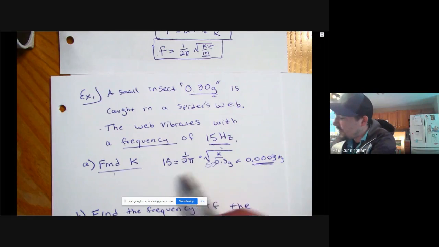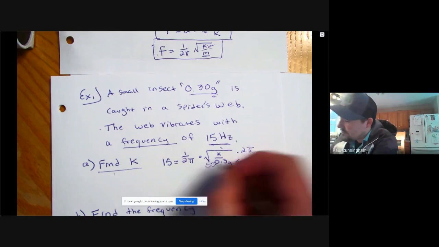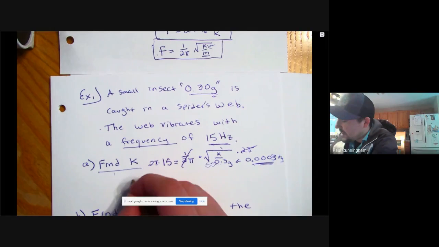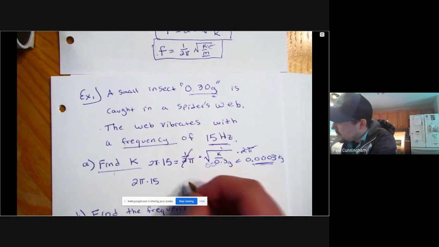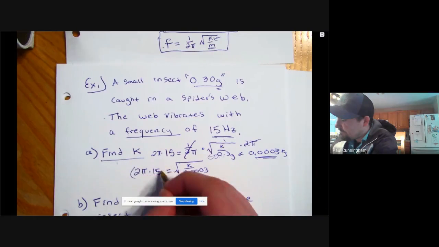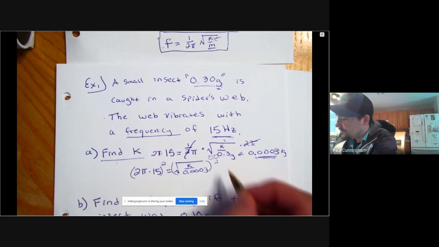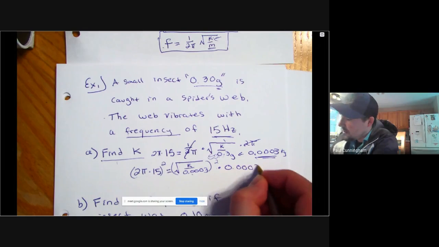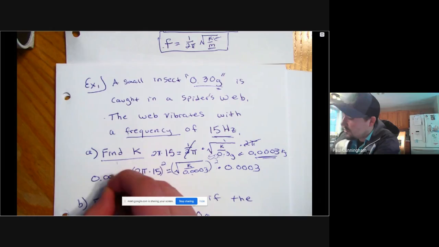So how do I solve this thing? Well, the first thing I probably do is multiply both sides by 2 pi. Get rid of that. And so over here, we're going to have 2 pi times 15 equals the square root of K over 0.0003. Now, to get rid of a square root, I'm going to square both sides. And I end up getting this squared equals K over 0.0003. So the final step will be to multiply by 0.0003.